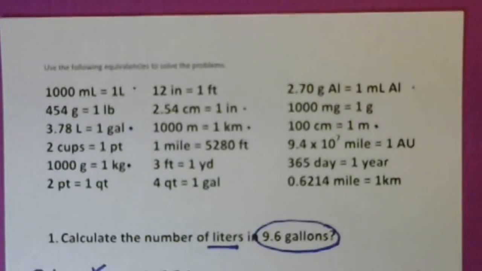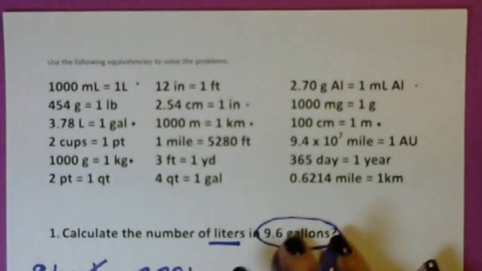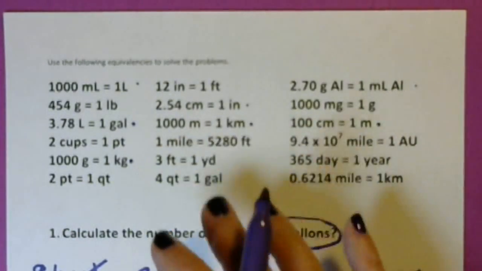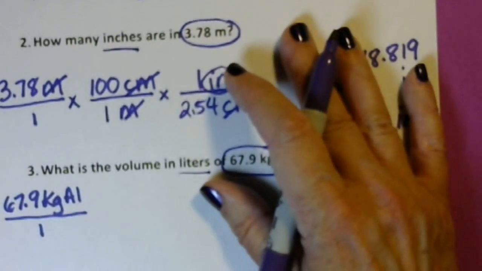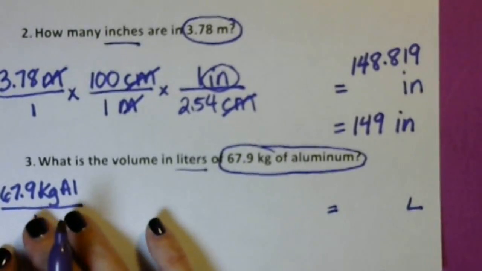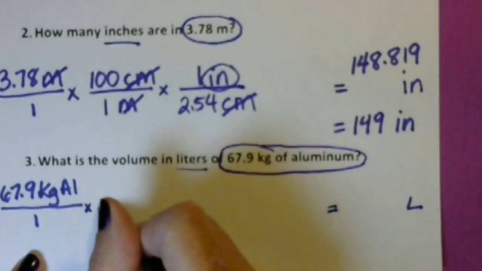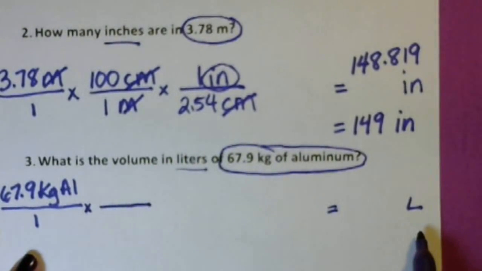And sometimes it's easier to use the fractions as you go along. So you can plan it out in advance, which is a good idea, or you kind of do it as you go along. Both work out. All right, so 67.9 kilograms of aluminum. I have to get rid of the kilograms, and I have to get to liters.